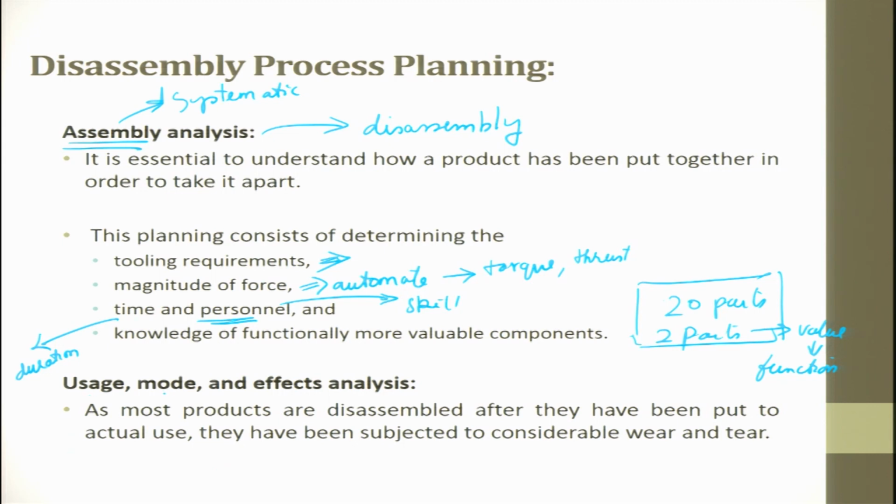Usage mode and effect analysis. Failure mode and effect analysis we saw earlier, which is nothing but FMEA. Now, what we are trying to learn is usage mode and effect analysis. At most, products are disassembled after they have been put to actual use. They have been subjected to considerable wear and tear. So, the disassembly process plan, the schematic diagram goes like this.